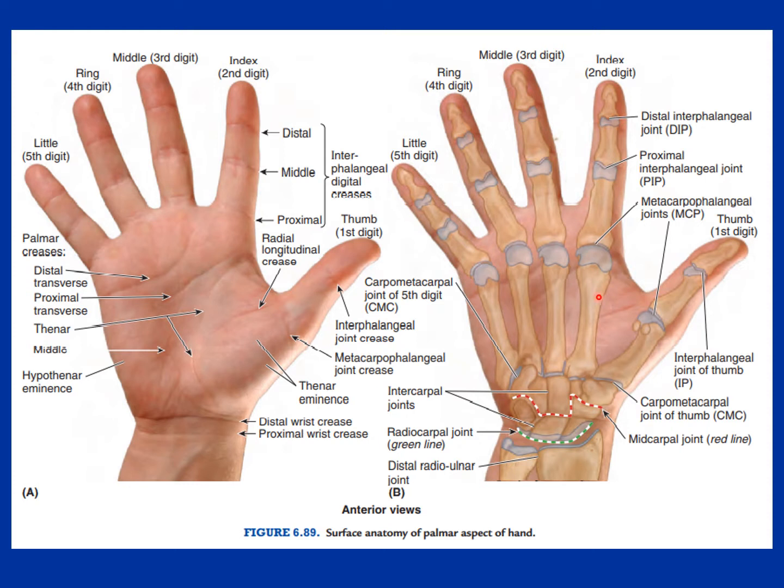Here also we can see the lower ends of the radius and ulna. Then we can see the proximal and distal rows of the carpal bones, the metacarpal bones, and the phalanges of the thumb, index finger, and the rest of the fingers. So here we have 3: proximal, middle, and distal. This one is distal, middle, and proximal. And here we have only distal as well as proximal.